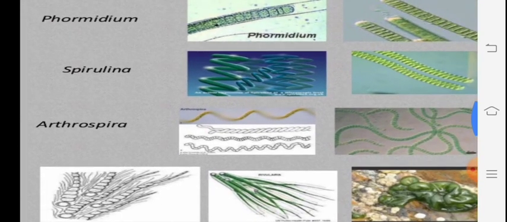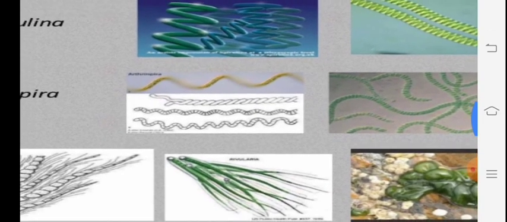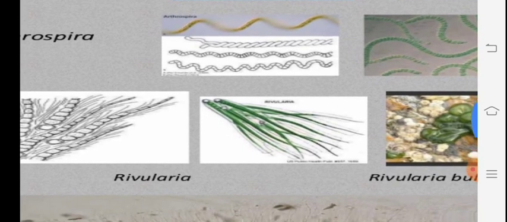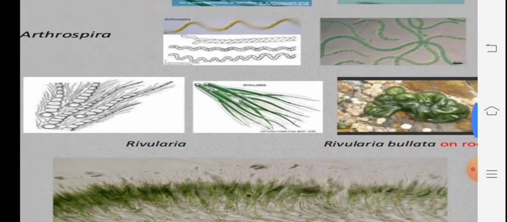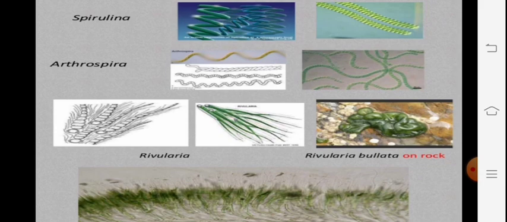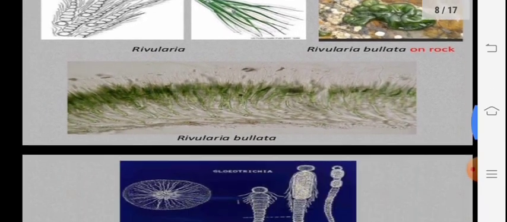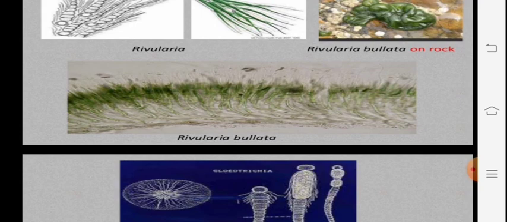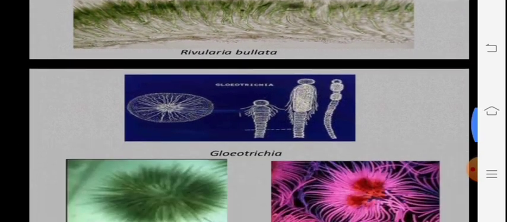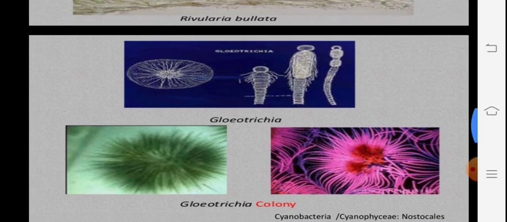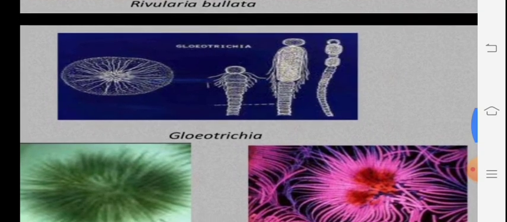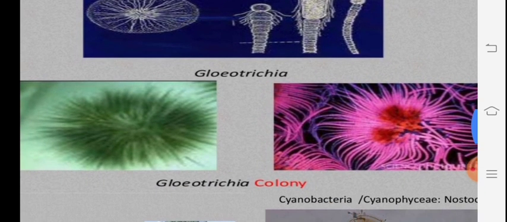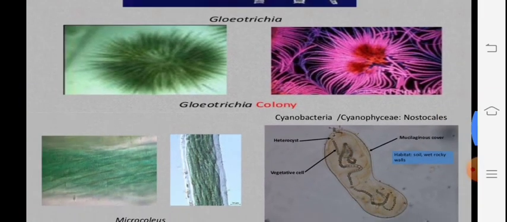Then Arthrospira, so it looks like the Spirogyra, but the nature is different. Then Rivularia, many mucilaginous, branched-like structure. Rivularia bullata, which may be seen on the rock, colonies are there. Then Rivularia bullata, it is a magnified structure. Then Gloeotrichia is a field-like structure, but it shows many trichomes together. Gloeotrichia, its colony is very specific, with a star-like appearance.